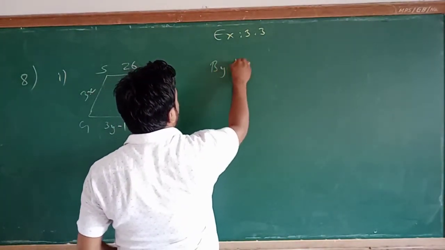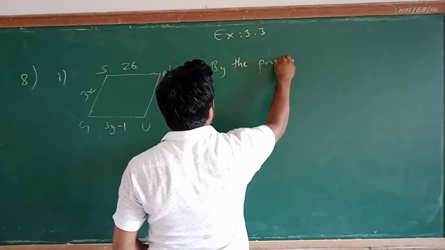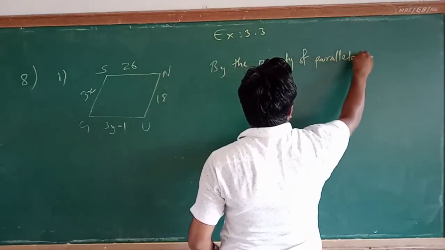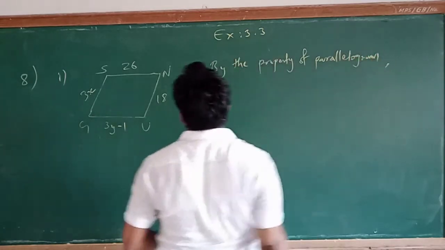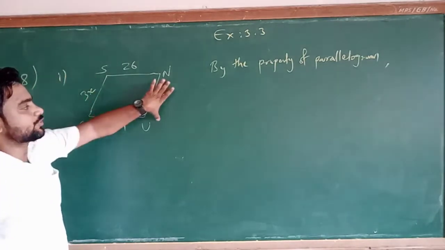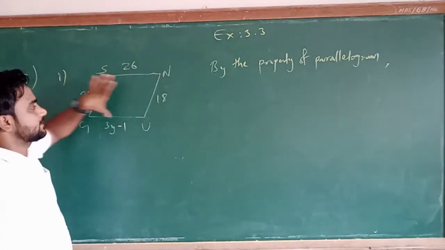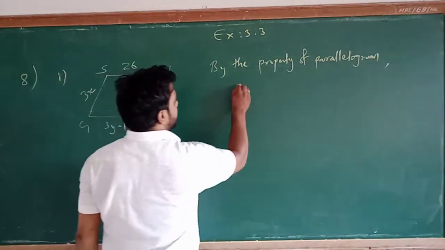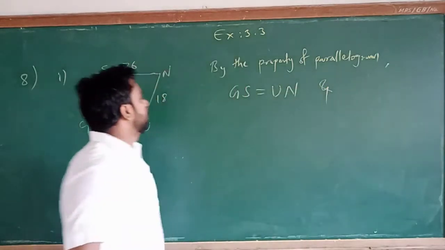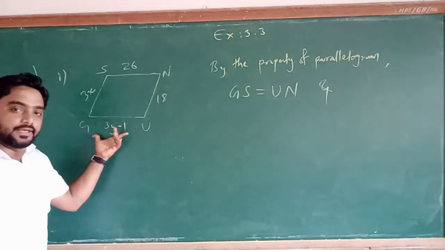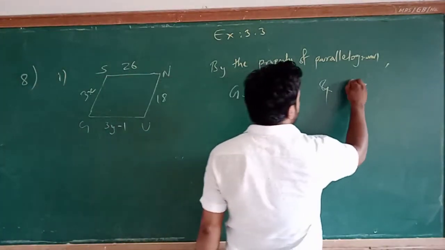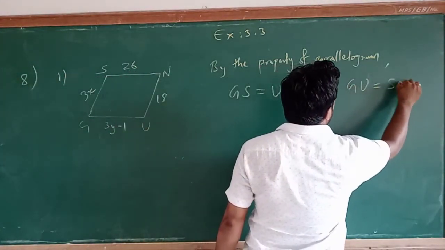So by the property of parallelogram, can I say that GS is equals to UN, that is side GS is equals to side UN, and which are the other pair of opposite side, that is GU and SN. So GU is equals to SN.